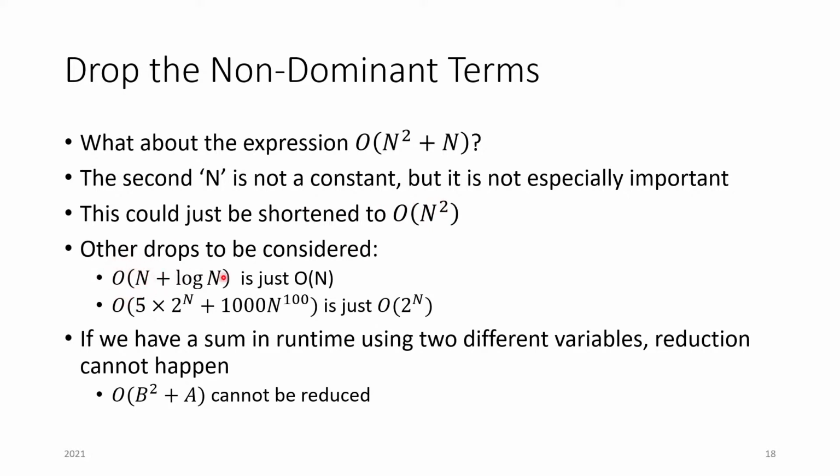So in O of n plus log of n, a linear relationship takes precedence over a logarithmic relationship. So you just describe this as O of n. But this complicated equation here, where we have 5 times 2 to the n, plus 1000 n to the 100, this is actually just going to be O of 2 to the n.